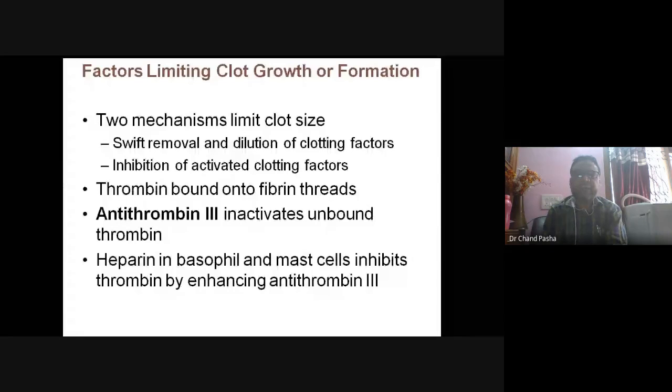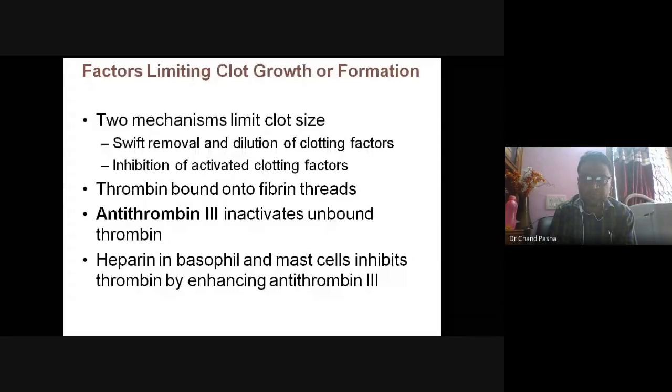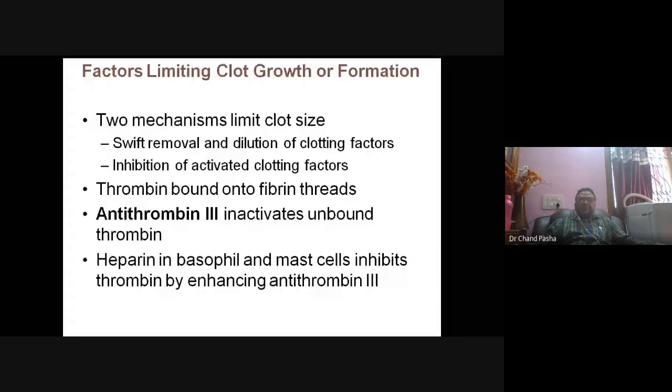Second, inhibition of clotting factors. Whatever activated factors we have discussed so far, and even the prothrombin activator, which is produced in the first phase, if those are inactivated or inhibited, then the clot size gets reduced. Thrombin bound to fibrin gets inactivated. Antithrombin 3 inactivates the unbound thrombin.